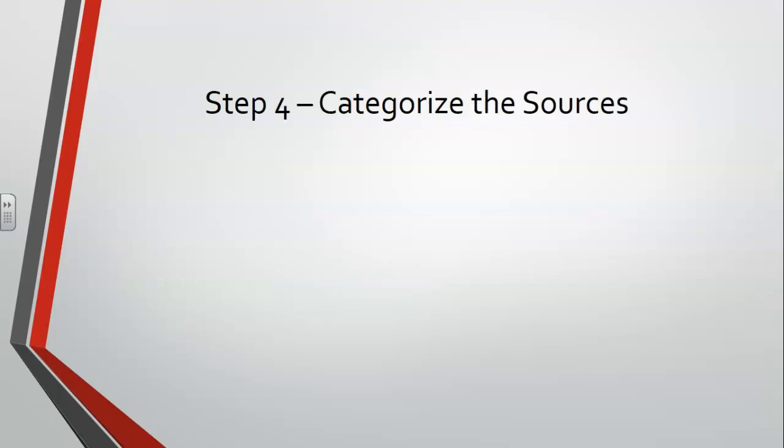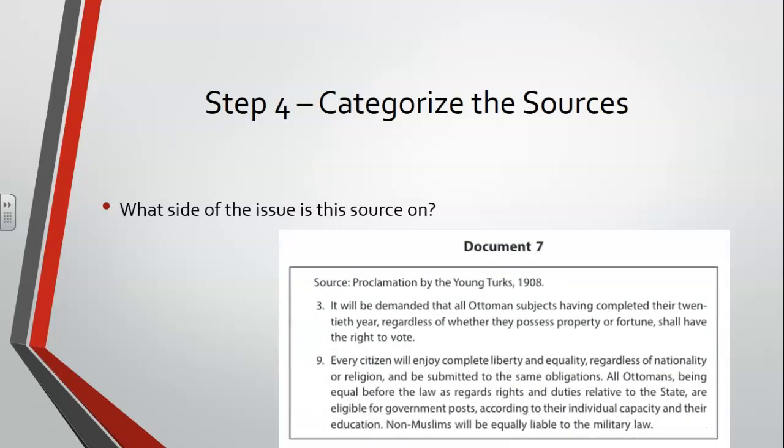Now, step number 4 is categorize the sources. What side of the issue is this source on? Is it in favor of the issue being discussed, or is it opposed to the issue being discussed? So make sure you understand that. We're looking at this one right here. We know that this document is in favor of the Young Turks. It's a proclamation by the Young Turks. So if we're looking at a question addressing the Young Turks in some way, we know that this document is going to be in favor of them.